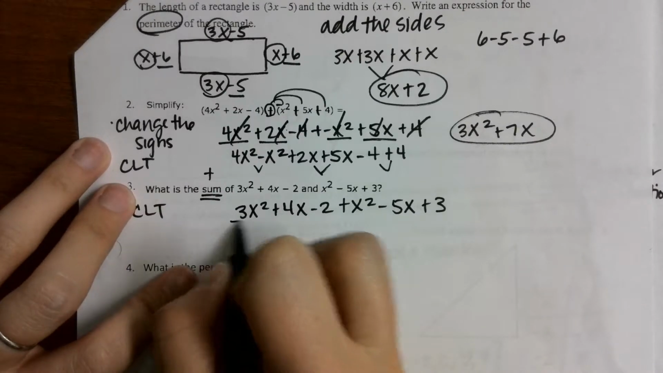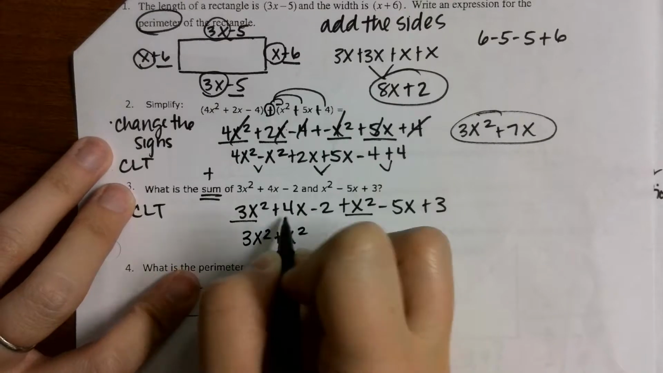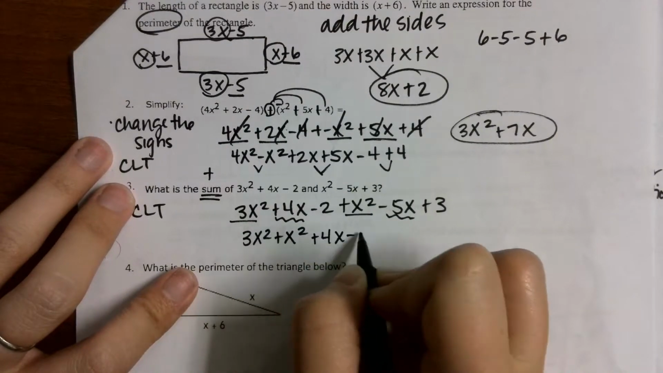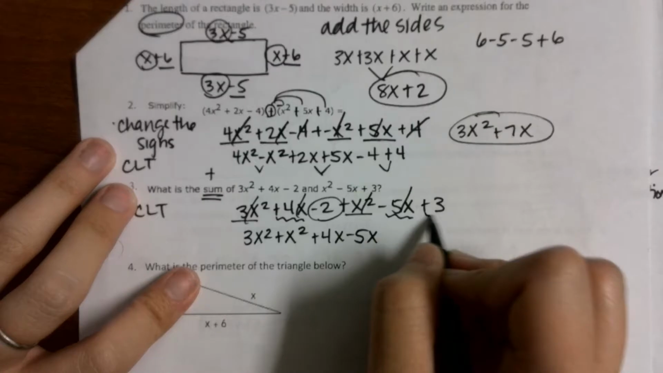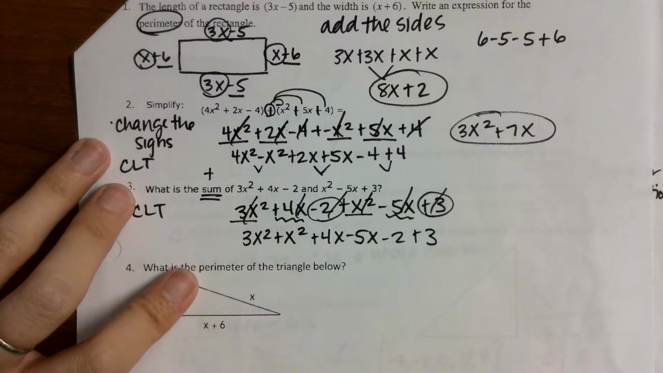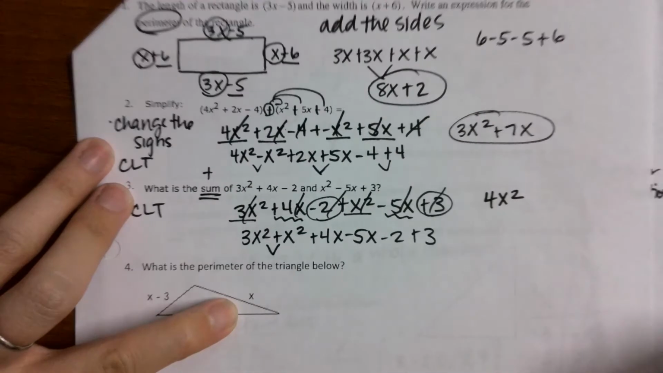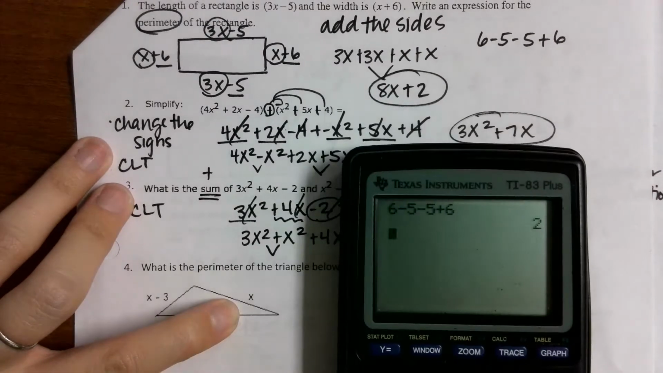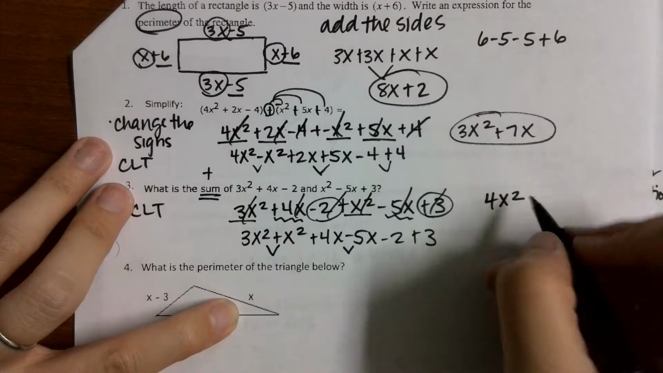Now we combine like terms. 3x squared plus x squared. 4x minus 5x. Negative 2, positive 3. Now we combine our like terms. 3x squared plus x squared is 4x squared. 4 minus 5, be careful with your sign here. Always check it in your calculator. 4 minus 5, negative 1.